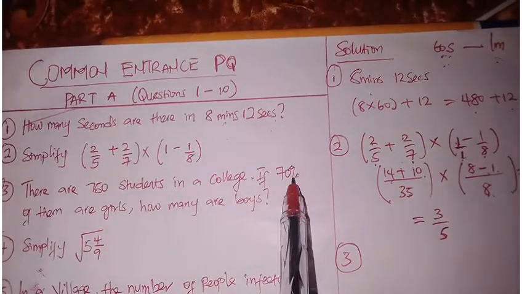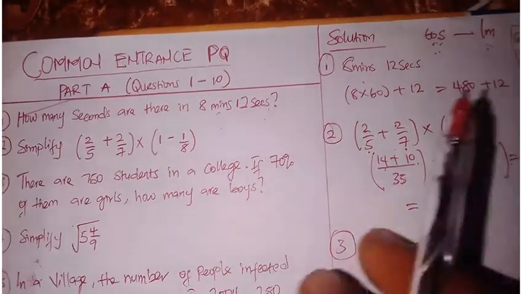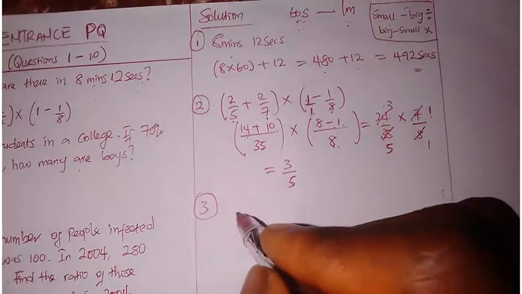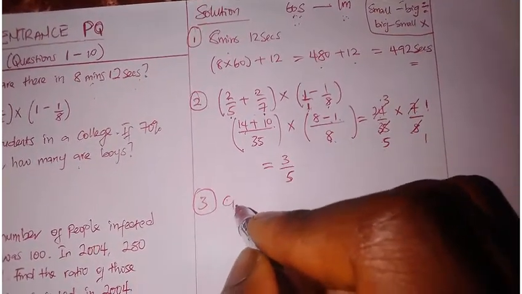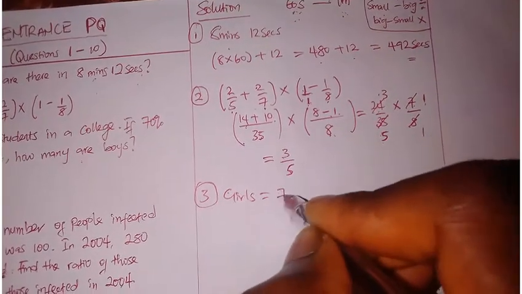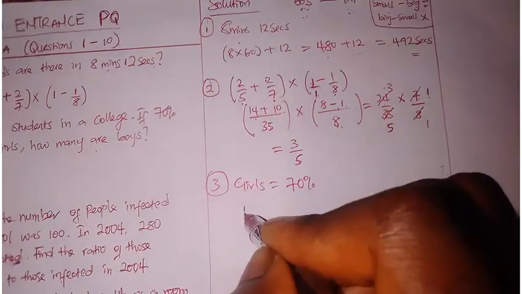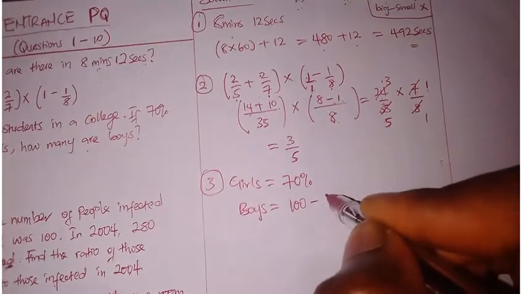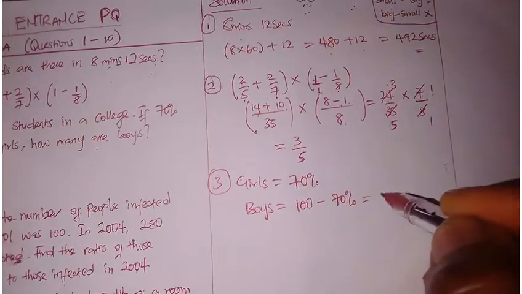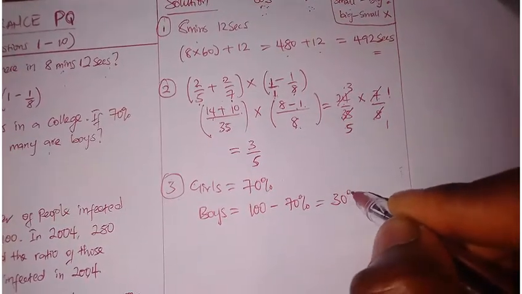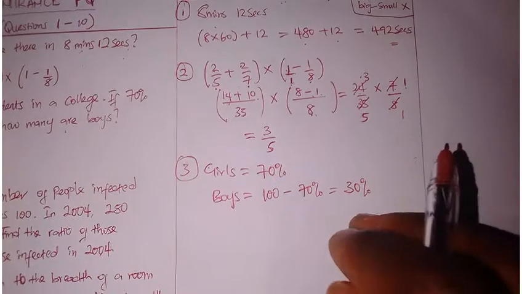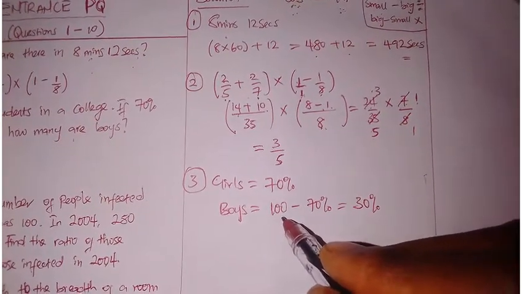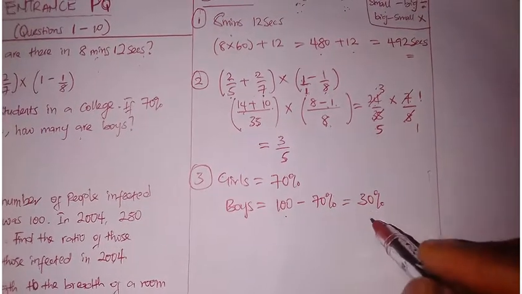Now the percentage of girls was given to us in the question. What will be the percentage of boys? Automatically, if girls have a percentage of 70, boys would be 100% minus 70%, which gives me 30%. So this is the percentage of boys, given that by default total percent is 100.